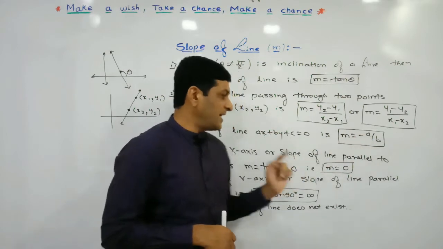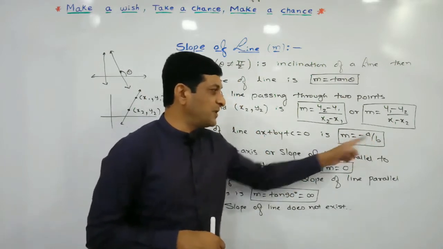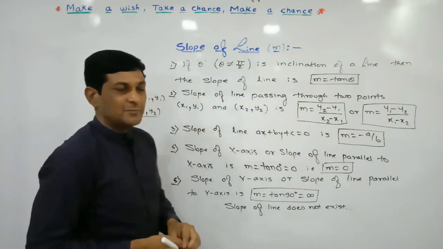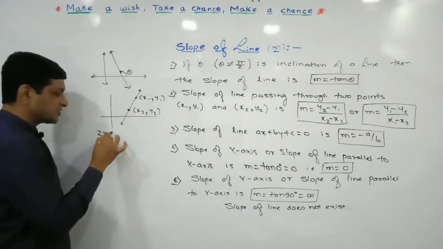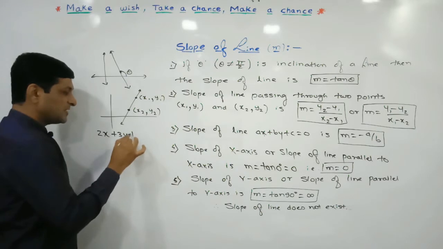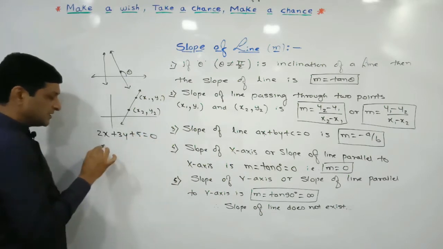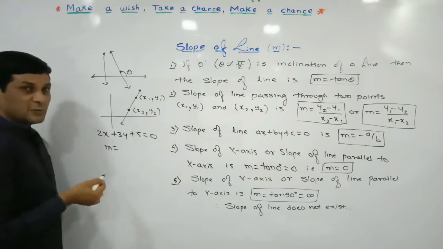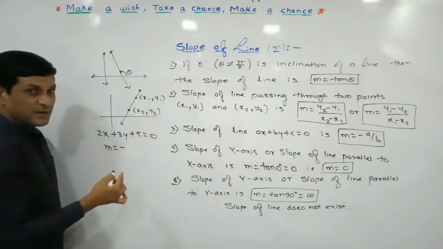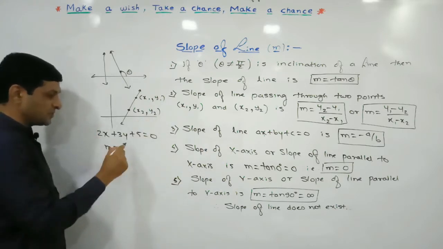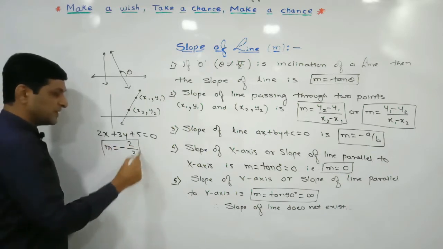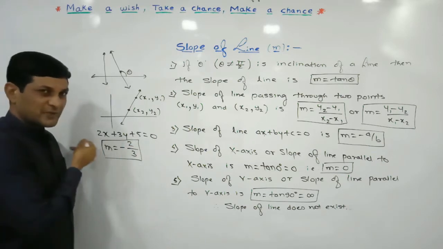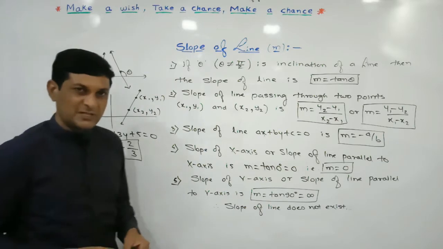What is a? A is the coefficient of x, and what is b? B is the coefficient of y. It means if the equation of some line is given to us, suppose the equation of the line is 2x + 3y + 5 = 0, then the slope of this line is m = -a/b. A means the coefficient of x and b means the coefficient of y. In this way we are able to find the slope of a line if the equation of the line is given to us.